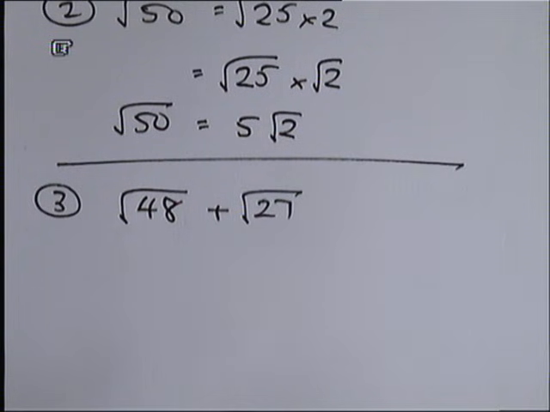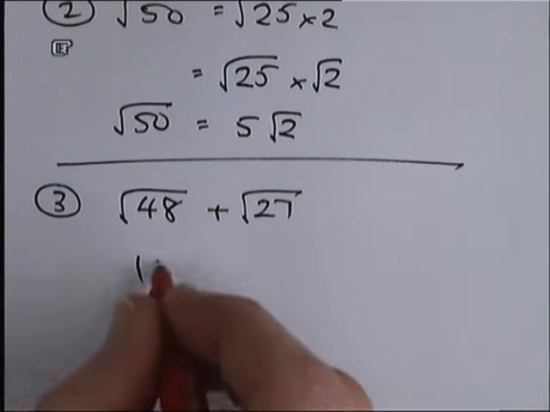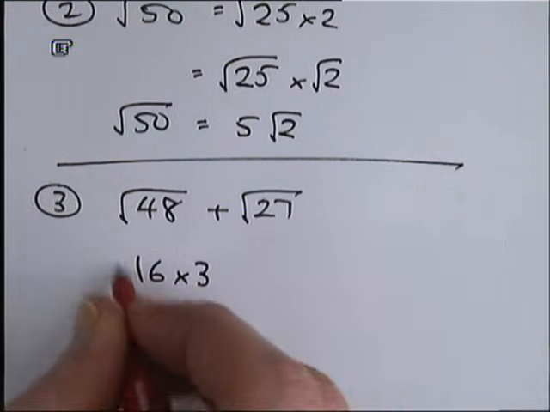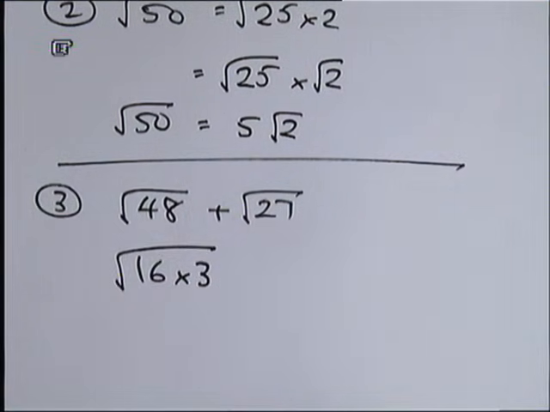So it's useful to just think of square numbers in your times tables, so your 9 times table: 9, 18, 27, 36, 45, 54, that hasn't helped. Next square number, 16, so we can do 16, 32, 48, 64, 48. So 16 times 3 is 48. So I can rewrite my 48 like that.